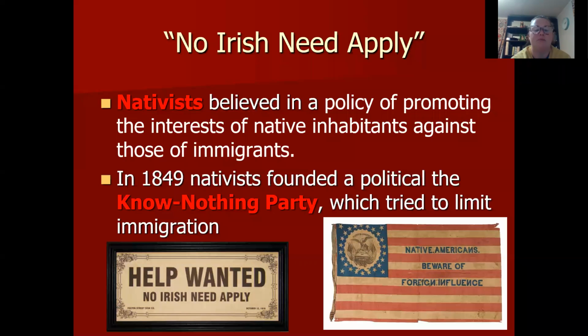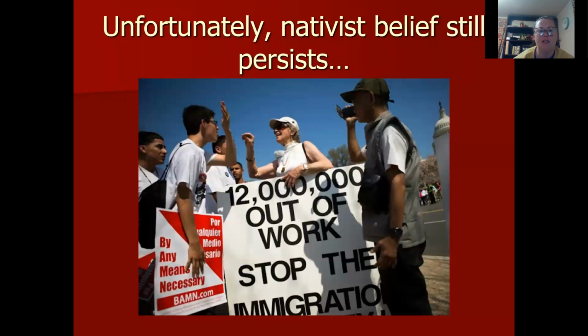So, no Irish need apply. Nativists believed in a policy of promoting the interests of native inhabitants against those of immigrants. In 1849, nativists founded the Know Nothing Party, which tried to limit immigration. You can see based on those signs, this is probably similar to a certain president who was just in office and what his party was trying to say and promote. Unfortunately, nativist belief still persists.